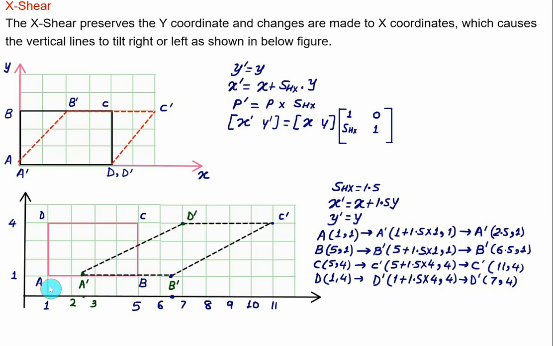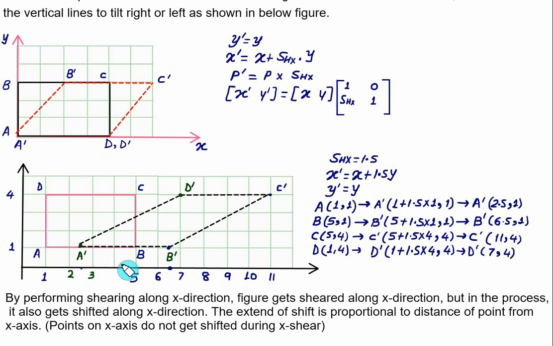So originally we have a rectangle ABCD. After we perform the x shearing with a factor equal to 1.5, you will get A', B', C', D' with the coordinates as shown here. So whenever we do the shearing along the x direction, the figure gets sheared along the x direction. But in the process, the figure also gets shifted along the x direction. But if we have points on the x-axis, then when you perform the x shearing, these points which are on the x-axis do not get shifted.